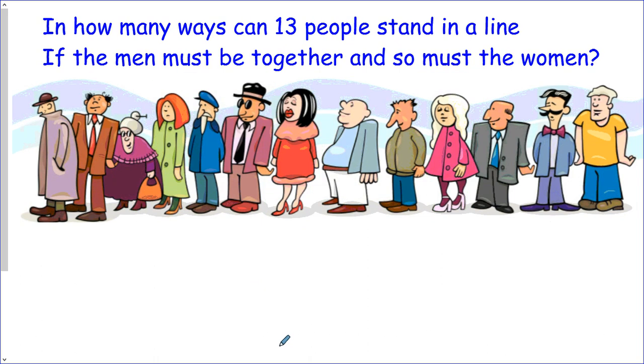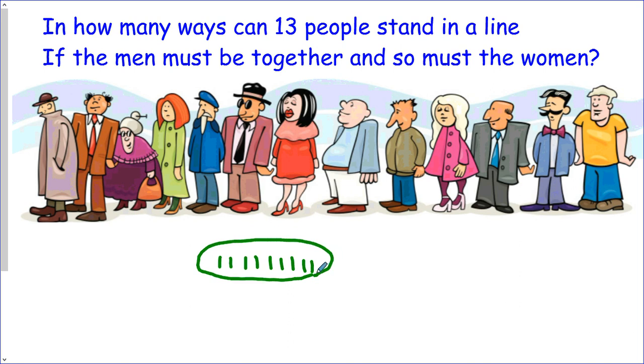Let's look at another example. Now I've still got 13 people, but the men must be together and so must the women. Well, now I'm going to put a band around the 9 men, 1, 2, 3, 4, 5, 6, 7, 8, 9. And I'm going to put a band around the 4 women. Basically, if I think of this as a person and this is a person, they're 2 people. 2 people can be arranged in 2 factorial ways, which is just 2.